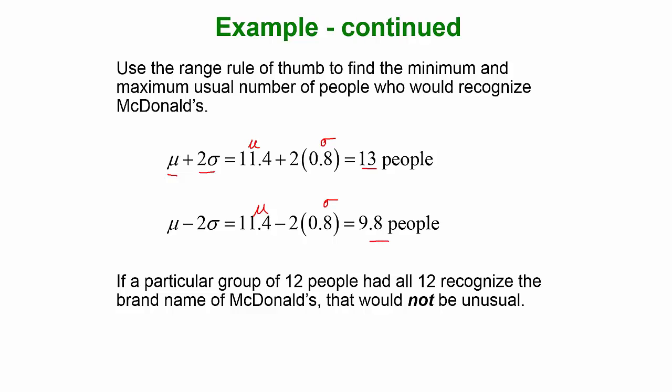So if a particular group of 12 people had all 12 people, notice that I came up with more than 12 for my usual. So this is just telling us that you could have all 12 people recognize it, and that would not be unusual.